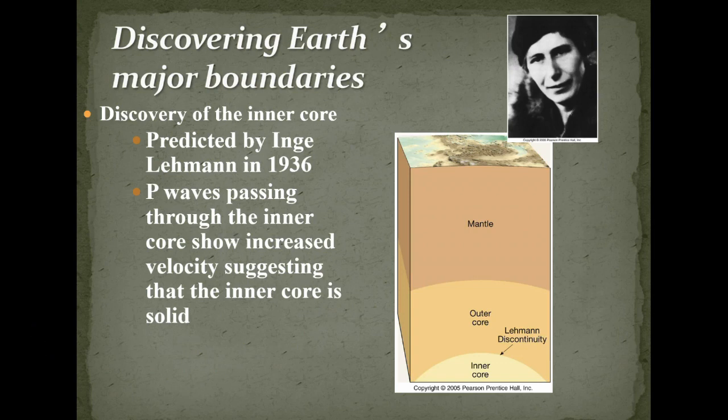And then we have an idea that the core changes. Like there's the outer core and an inner core. And this is because the P waves that were passing through the inner core showed an increased velocity. So it suggested that the inner core is solid because the waves moved through it faster than they did the liquid outer core.